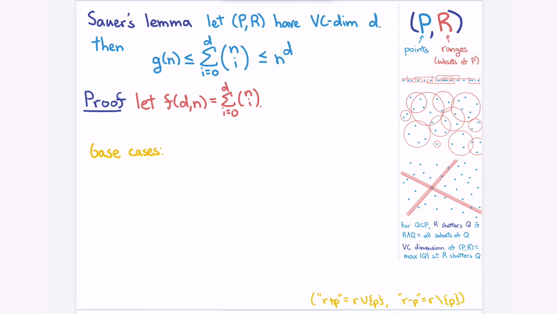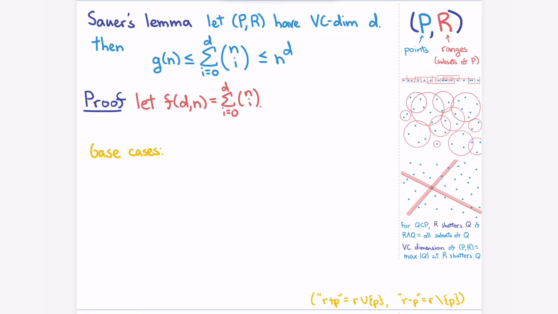Okay, so we're gonna directly prove really this thing, that the growth is bounded by this sum from I equals 0 to D of n choose I. So all subsets size 1, size 2, size 3, size 4, size 5, up to D. Okay, and that's less than or equal to n to the d. Okay. We're going to do this by some kind of induction.